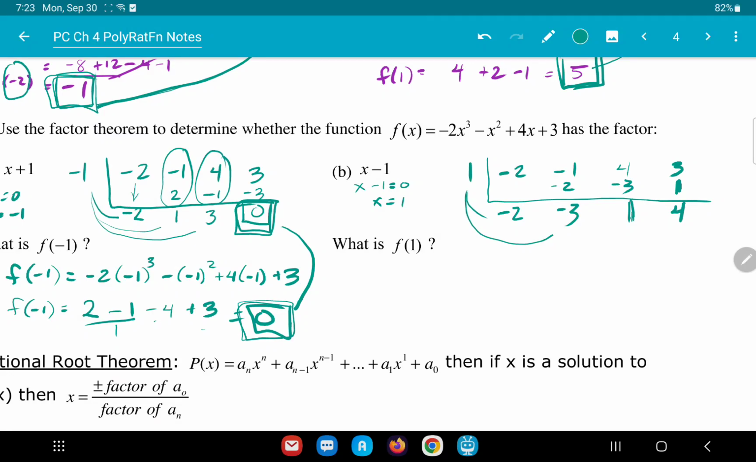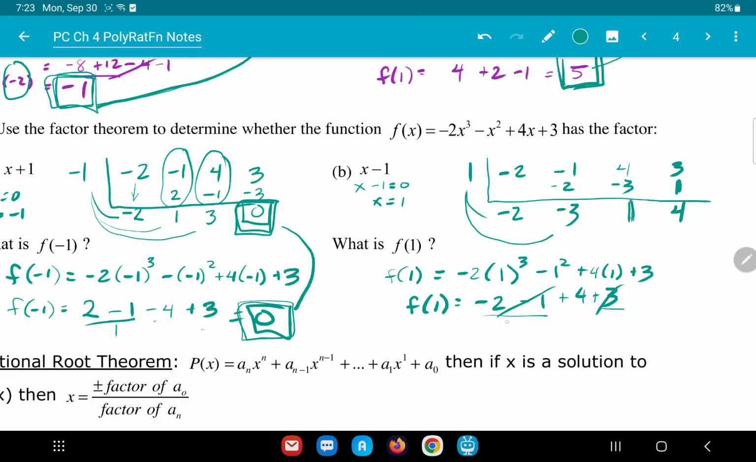Let's make sure that this is right. If we plug in 1 into our function, we're going to get negative 2 times 1 cubed minus 1 squared plus 4 times 1 plus 3. When we simplify, we're going to get negative 2 minus 1 plus 4 plus 3, and that'll give us negative 3 plus 3. Those cancel. And indeed we get 4.